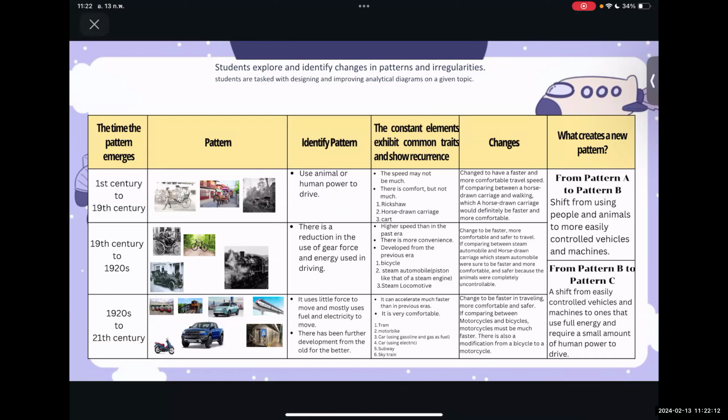If comparing a motorcycle and a bicycle, the motorcycle must be much faster. There is also a modification from a bicycle to a motorcycle. What is new from pattern B to pattern C is the achievement from easily controlled vehicles and machines to ones that use energy and require only a small amount of human power to drive.